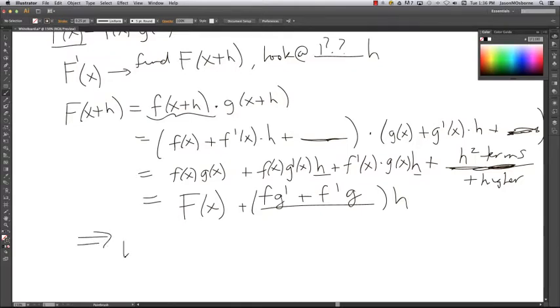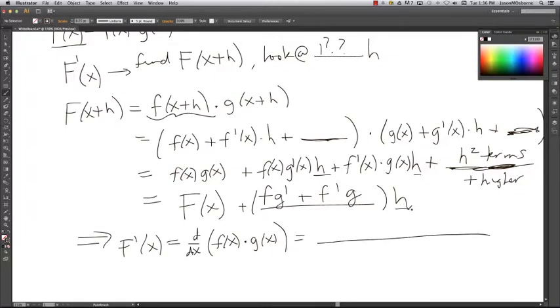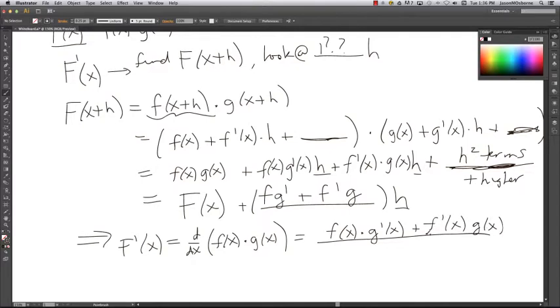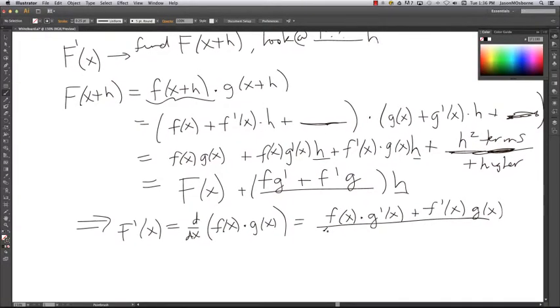This tells me that F prime of x, where F is f times g, says that the derivative with respect to x of f of x times g of x is the expression in front of the h. So it is f of x times g prime of x plus f prime of x times g of x. Okay. There is your product rule.